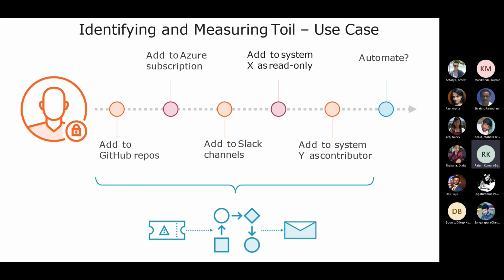Add me to the GitHub repos. Then second step, I got source code access, then cloud access. You will add my access to the Azure subscription. Then third thing, you will add my access to the Slack channels. After that, some of the systems as read only and some of the systems as coordinator. And can you automate this? Think about it. Can you automate it?